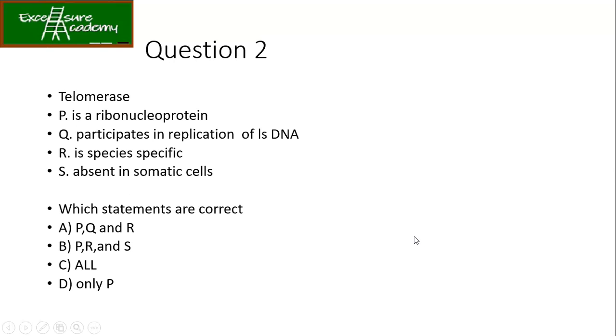Good. Second, telomerase. There are four statements. P: telomerase is a ribonucleoprotein. Q: it participates in replication of linear standard DNA. R: it is species specific. S: it is absent in somatic cells. Which statements are correct? Everyone is saying PQ and R. The answer is C. Absent in somatic cells is also true, right? That telomerase is absent in somatic cells. So the option is C over here, all of the above.